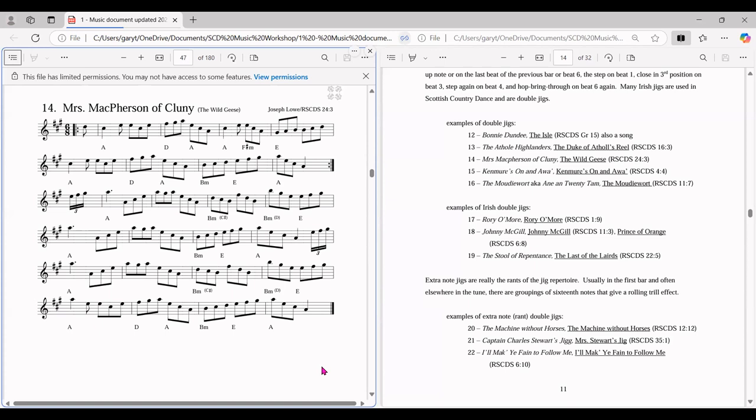Number 14 might be a familiar tune. Mrs. Macpherson of Cluny, used for the Wild Geese. Ready, and.